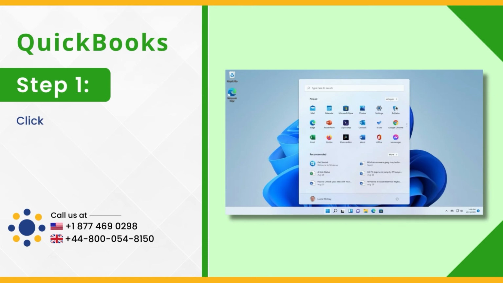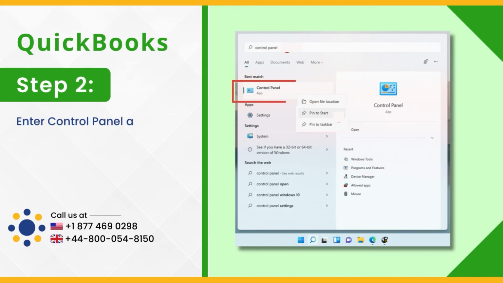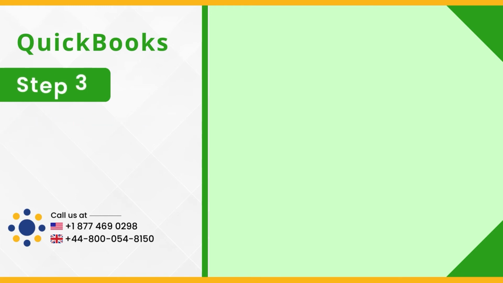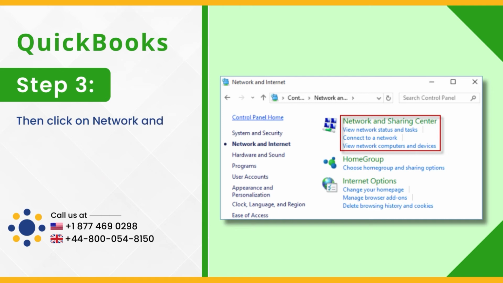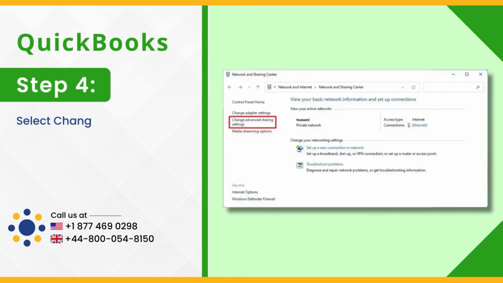Step 1. Click on Windows Start menu on your server and workstation. Step 2. Enter Control Panel and open it. Step 3. Then click on Network and Internet and open Network and Sharing Center. Step 4. Select Change Advanced Sharing Settings.